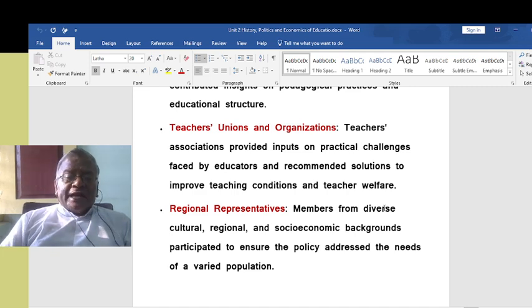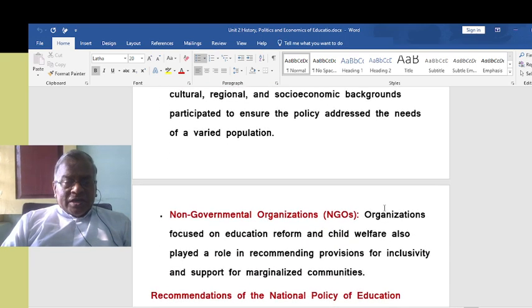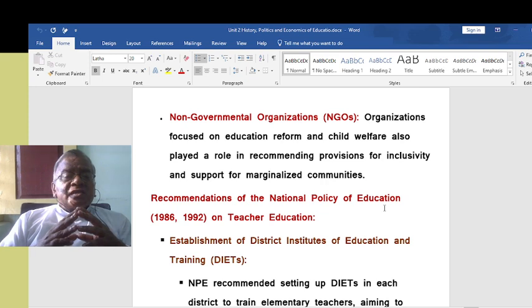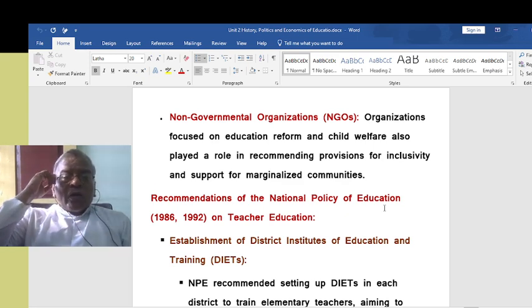Then regional representatives: members from diverse cultural, regional and socio-economic backgrounds participated to ensure the policy addressed the needs of a varied population. Then non-governmental organizations: organizations focused on education reform and child welfare also played a role in recommending provisions for inclusivity and support for marginalized communities.